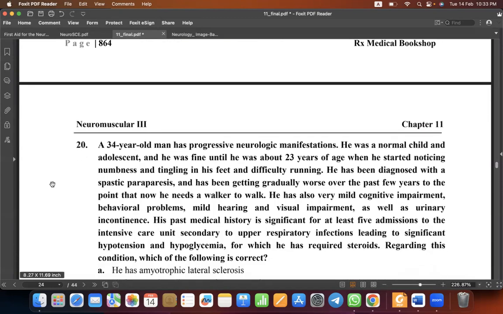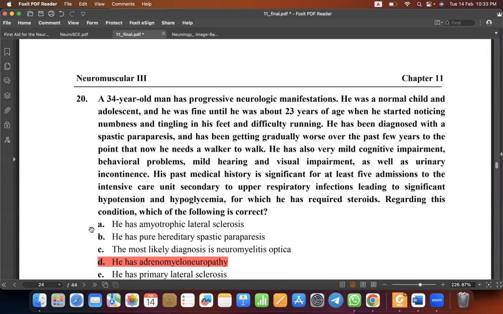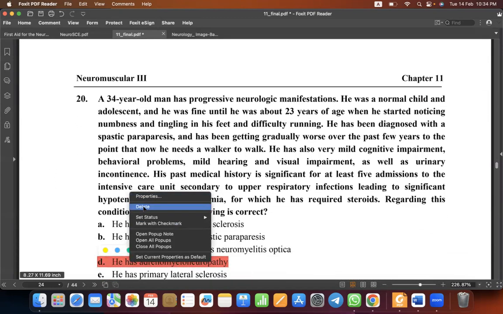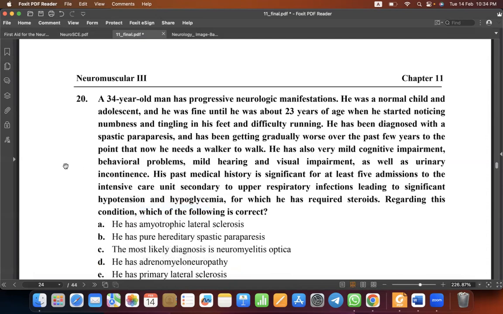Now the next question, it's a very important question as well. I will omit the answer. We'll think about whether it is adrenoleukodystrophy or not. So a 34-year-old man having progressive neurological manifestation. He was a normal child and adolescent. He was fine up to 23.